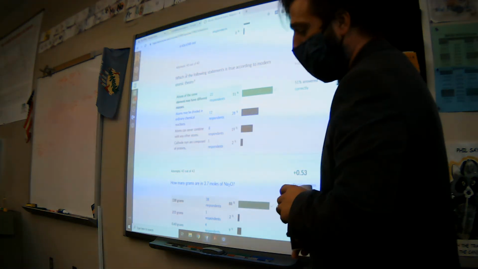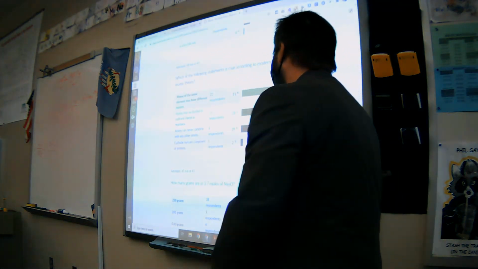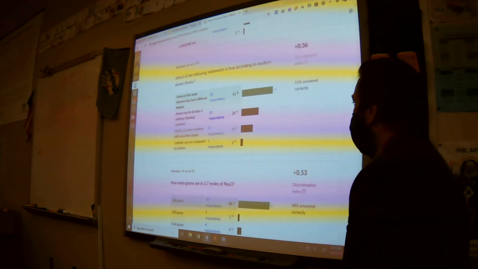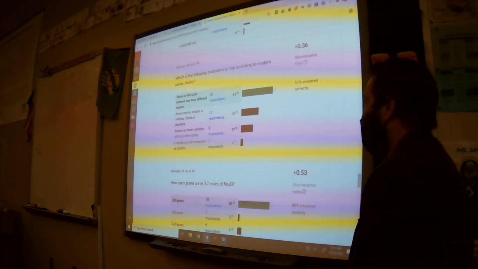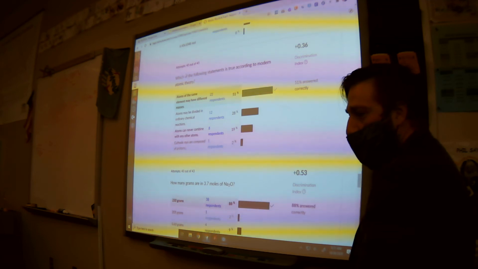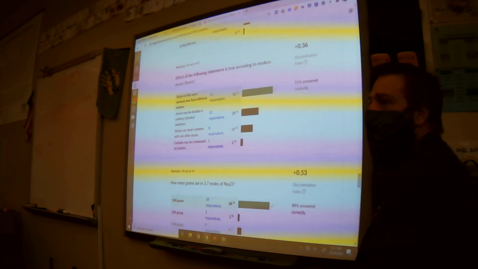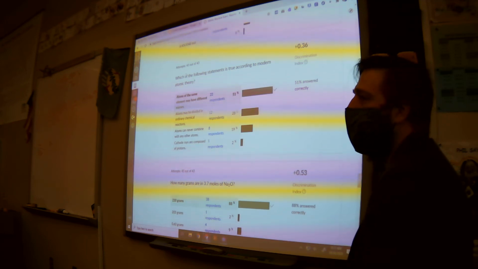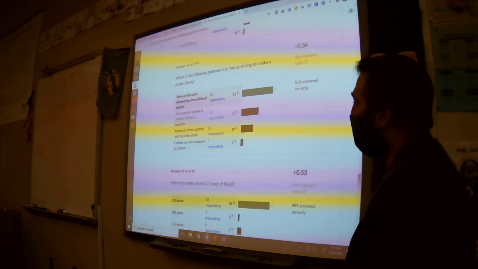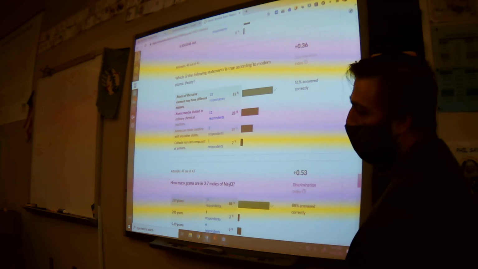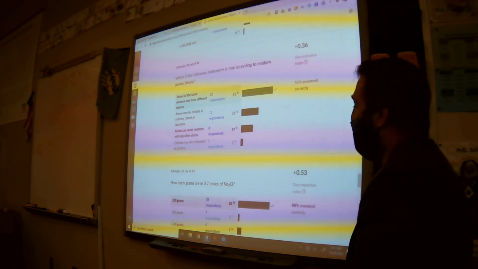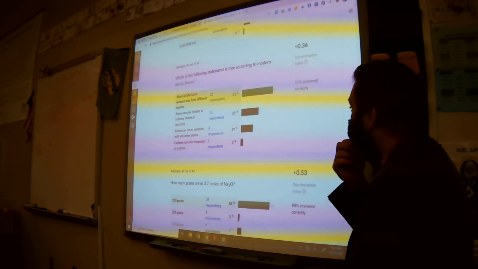All right, which of the following statements is true about modern atomic theory? Most of you guys got this one. Atoms of the same element have different masses. Is that true? Yeah. You have isotopes, right? So you can have hydrogen 1 or hydrogen 2. You can have carbon 14 or carbon 13 or carbon 12. That number on the back end is how much they weigh.